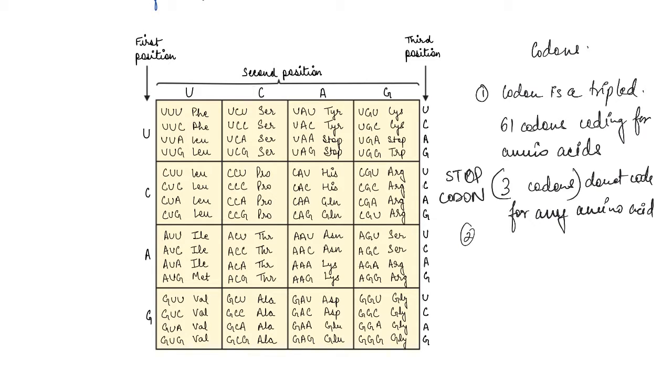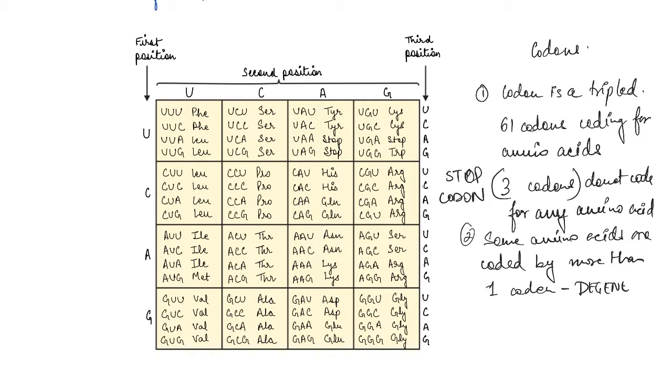Second is that some amino acids are coded by more than one codon. So basically the code is degenerate, right? The code is degenerate.